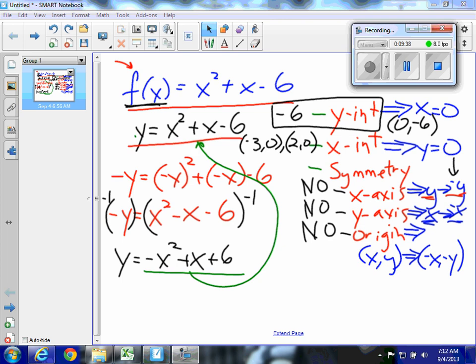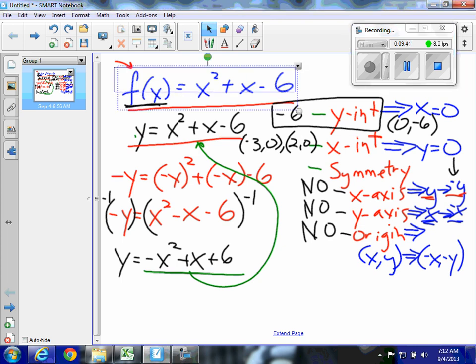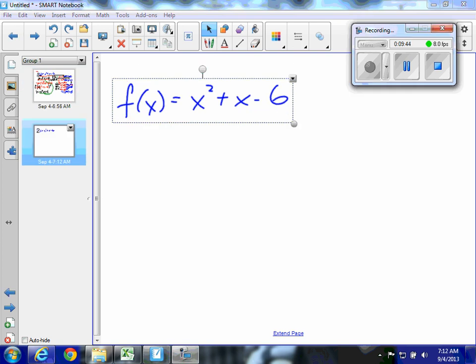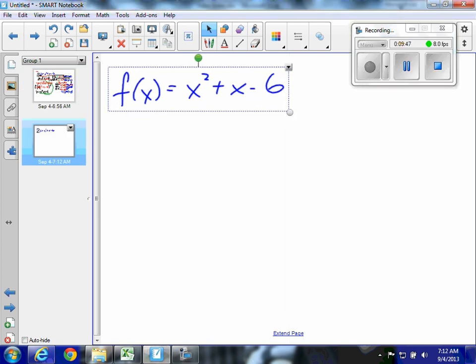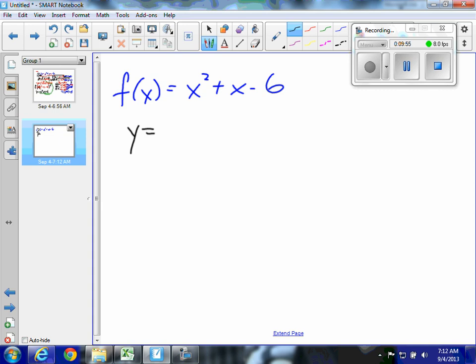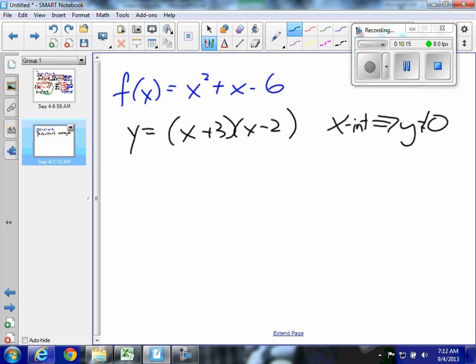I'd like to just comment a little bit on some of the algebra that I saw when we were working on the problem. So here, if you remember, I have y equals, I'm going to factor this out, x plus 3, x minus 2. Well, some people knew that when we're finding the x-intercept, they needed to make y equal to 0. So that was a good first step there.